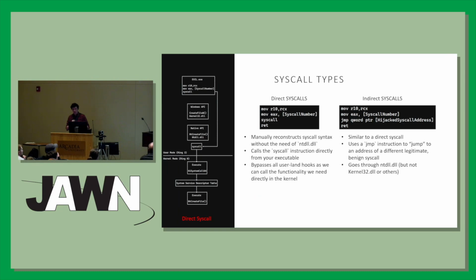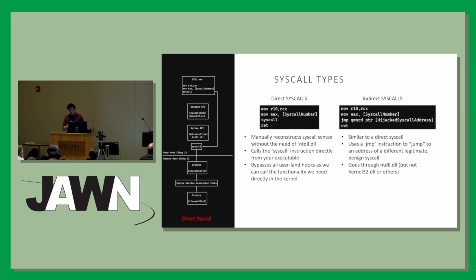So there's two types of syscalls. We have direct syscalls and indirect syscalls. The first one we're going to talk about is direct syscalls. This is where you, in your program, manually reconstruct the syscall syntax without the need of ntdll.dll. This calls the syscall instruction directly from your executable, and this also bypasses all userland hooks, as we can call the function we need directly from the kernel. We have a lovely graph here on the left where it shows the flow from our evil.exe all the way down to syscall and into the kernel.